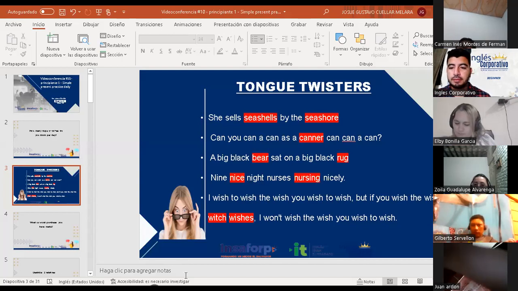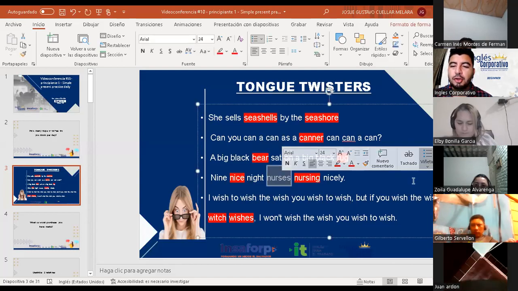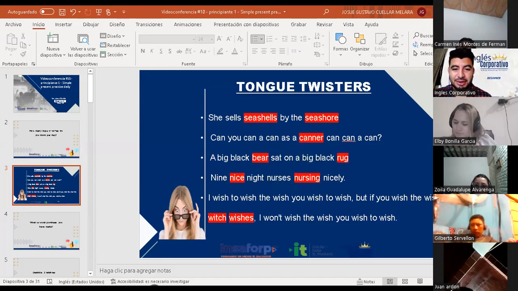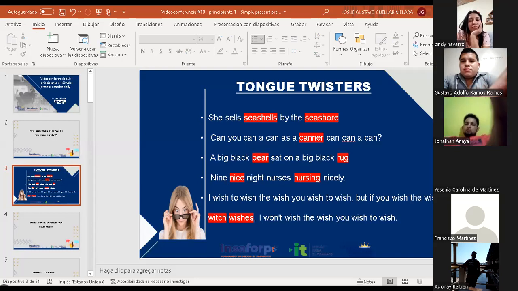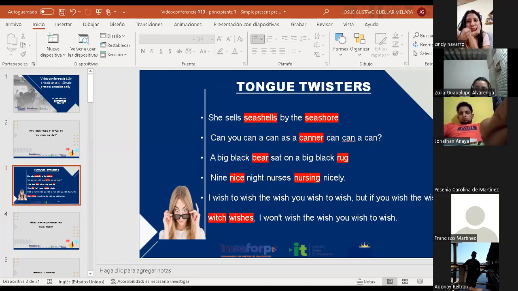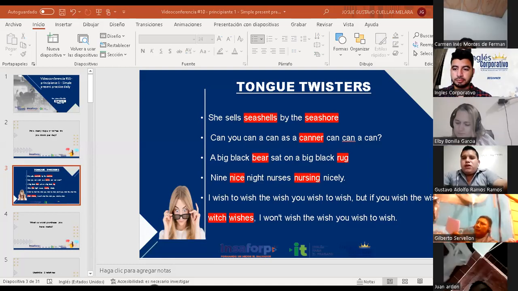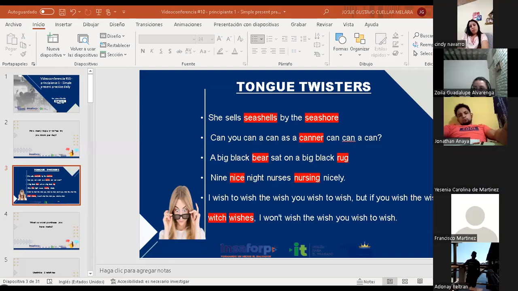Number four. Nursing nicely. Bien, Cindy, solo aquí te faltó nurses. Okay. Lo único, everything was okay. Good, thank you. Okay, Gustavo, and after Gustavo, let's listen to Santos. Hello, number six. I wish to wish the wish you wish to wish, but if you wish the wish the witch wishes, I won't wish the wish you wish to wish. Okay, good, yes. Thank you, Gustavo. Very good. Santos, are you there?